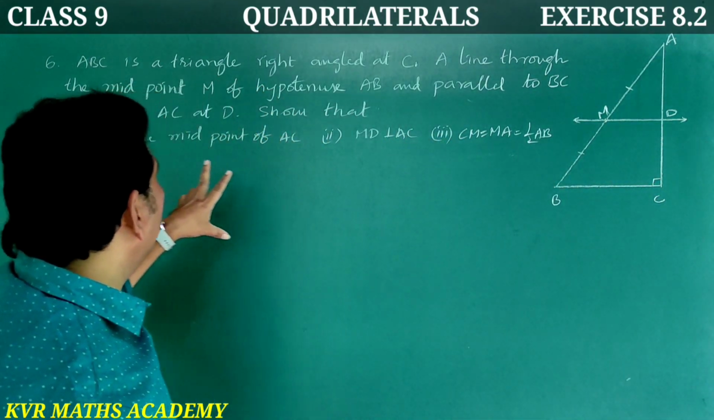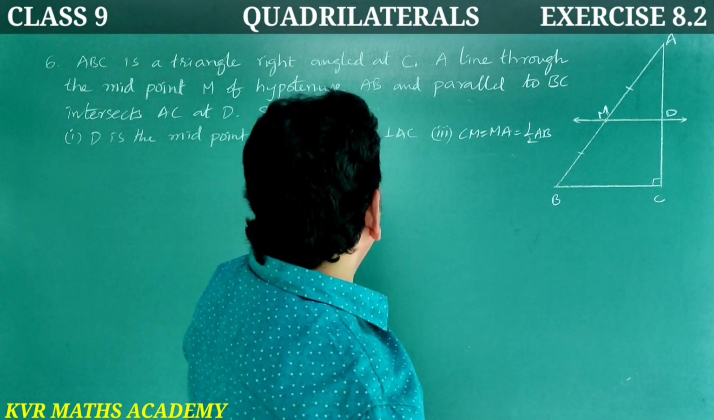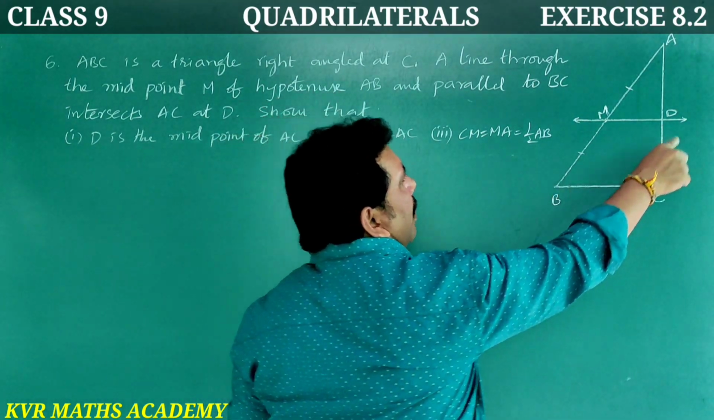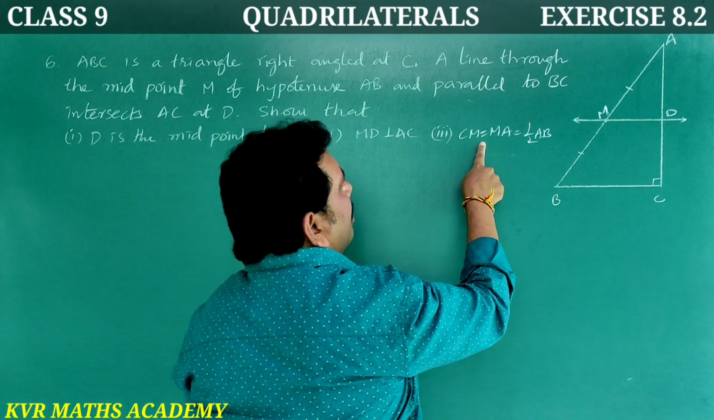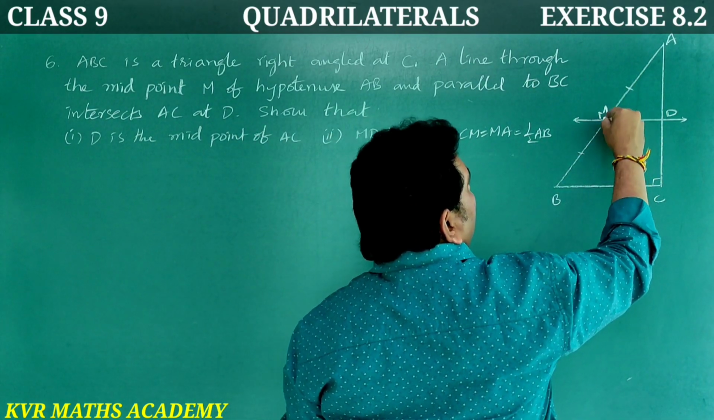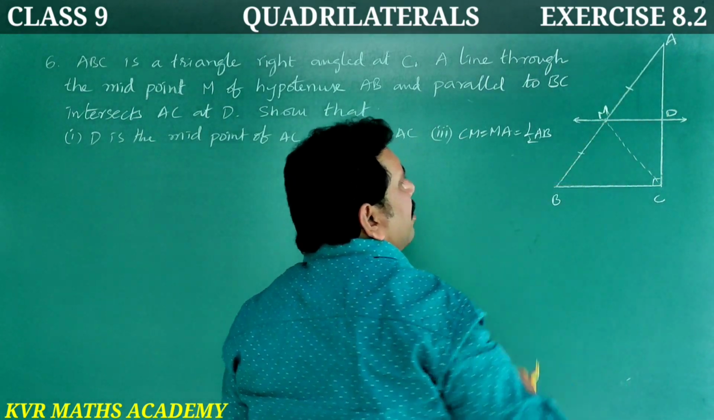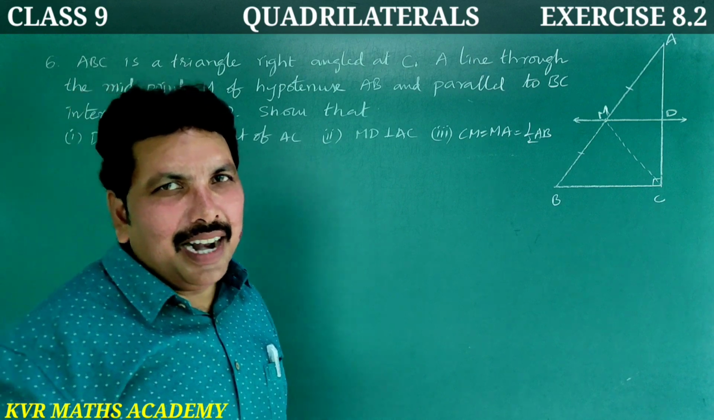Then what we have to prove? D is the midpoint of AC, and MD is perpendicular to AC, and CM is equal to MA is equal to half AB. Right? Let us prove.